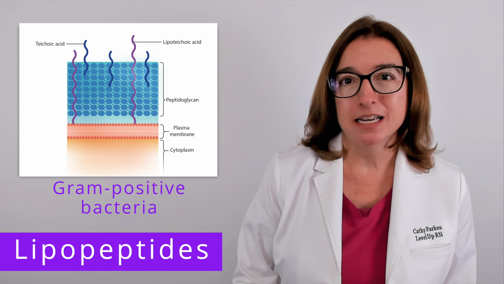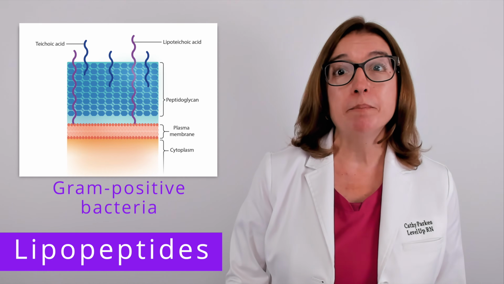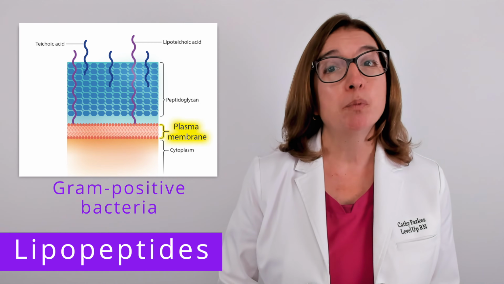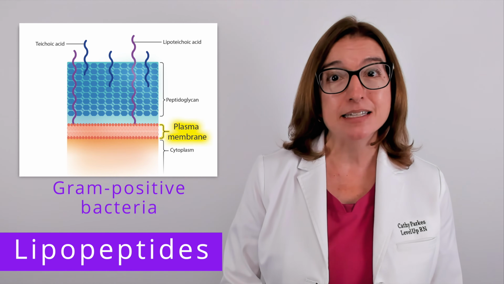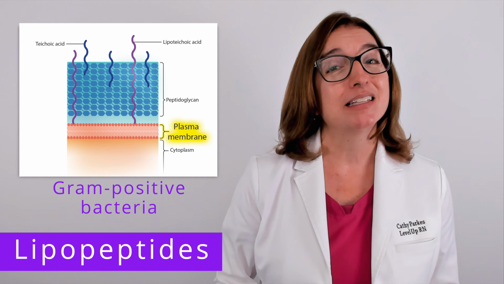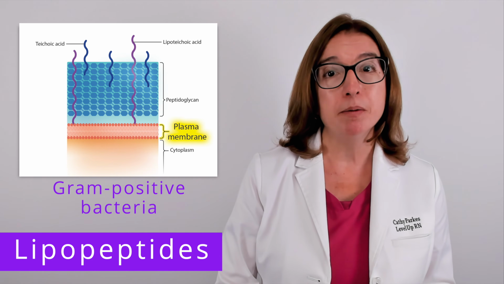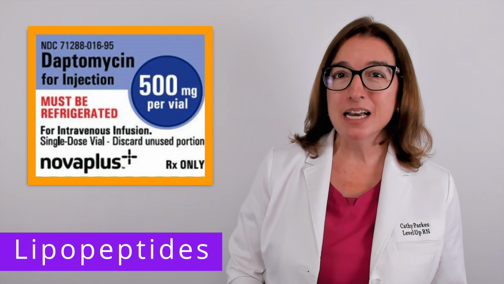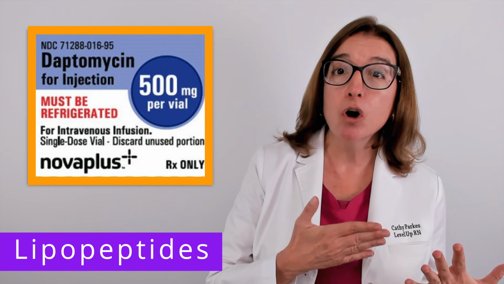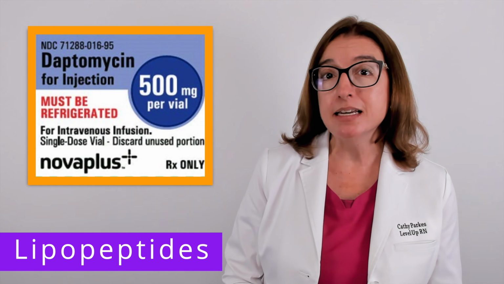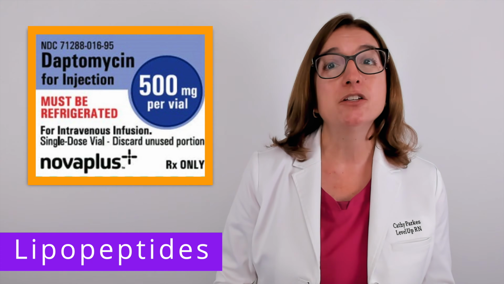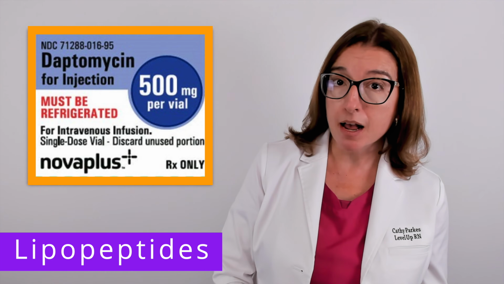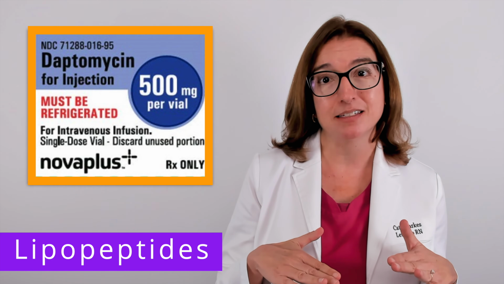Next, we have lipopeptides. Many lipopeptides work by binding to the cell membrane of gram-positive bacteria, forming pores. These pores allow ions, such as potassium, to leak out of the cell. This leads to rapid depolarization of the cell membrane, interruption of cellular processes, and cell death. Lipopeptides are bactericidal, and they can either be broad or narrow spectrum. Daptomycin is an example of a lipopeptide that is generally considered to be narrow spectrum because it is only effective against gram-positive bacteria and not gram-negative bacteria.